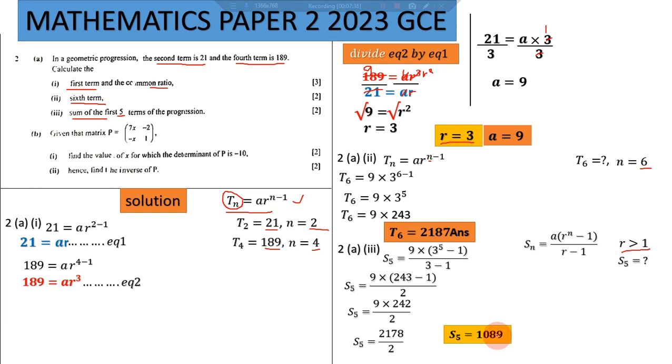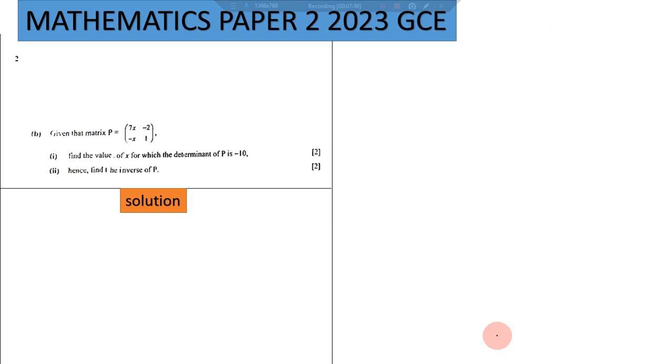We proceed to question number 2b, which is a matrix. We have matrix P equals 7x, negative 2, negative x, then 1. So this is a 2 by 2 matrix. The question is saying, find the value of x for which the determinant of P is negative 10.